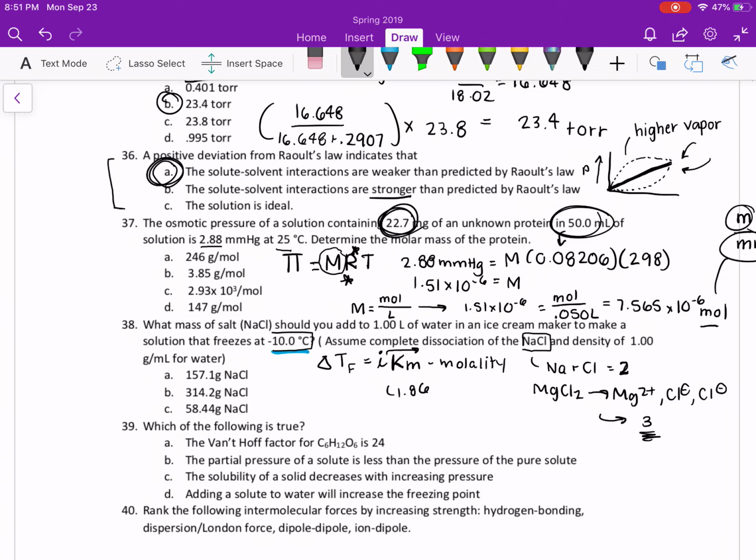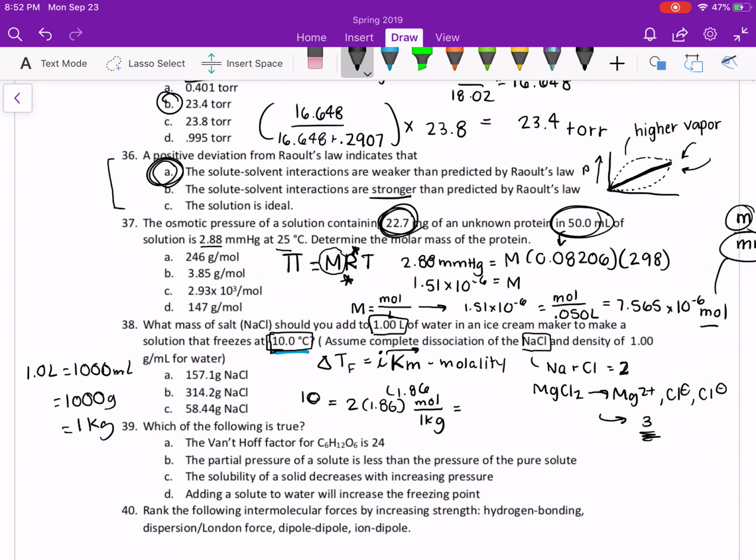So to do this problem, it gives me my change in temperature already, which is just going to be 10 degrees. My i for NaCl, which we described as 2, my K is 1.86, and that's just specific for water. And it asks about my molality, which is going to be moles per kilogram of solvent. So it tells me that I have 1 liter of solvent. That's 1.0 liter equals 1,000 milliliters, which equals 1,000 grams, which equals 1 kilogram. So that's kind of easy.